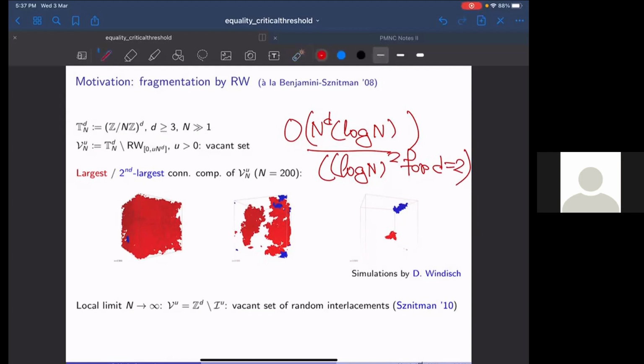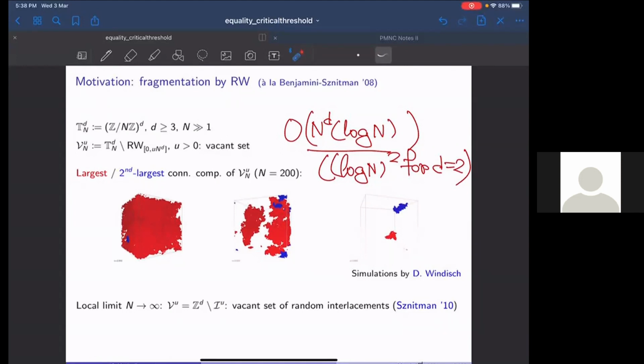So let me spell it out here. As we have guessed by now, this parameter U will be this kind of density parameter, or in this context, it is known as the intensity parameter, which is the parameter analogous to p, the density for Bernoulli percolation.